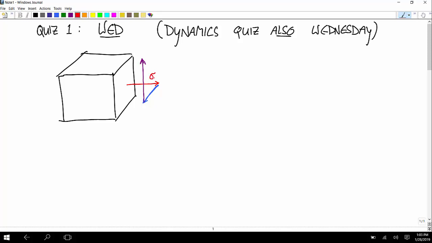So this represents sigma xx. This represents sigma xz, and this is sigma xy. And all together, those components add up to give you the traction vector on that face. But the normal stress is only sigma xx. It's only the component perpendicular.